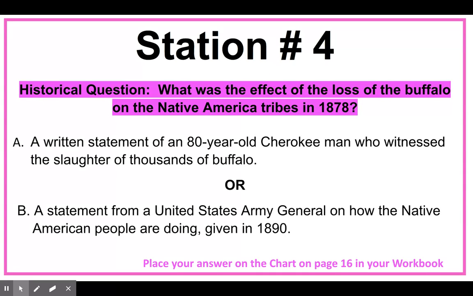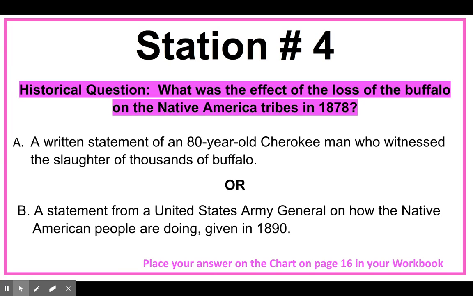All right, so the question we want to know is, what was the effect of the loss of the buffalo on Native American tribes in 1878? So the government sent out people to shoot the buffalo, and that had a horrible effect on the Native American tribes in 1878. So to learn about the effect on the Native Americans, would we use source A or source B?